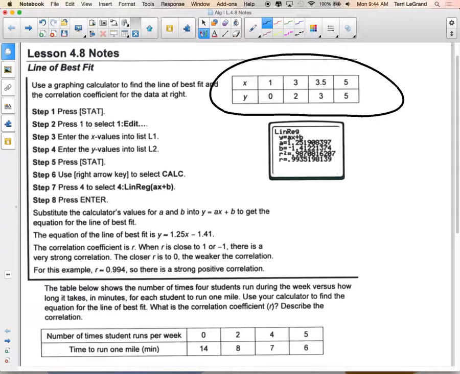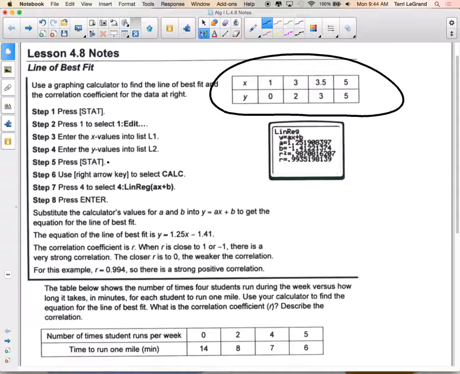Okay, next thing it says we're going to do is press stat. We're going to press stat, step 5. So press stat again. This time, along the top, we want to arrow over so we're on calc. So arrow over to be on the word calc. Step 7 says we're going to press 4. You can just press the 4 key.